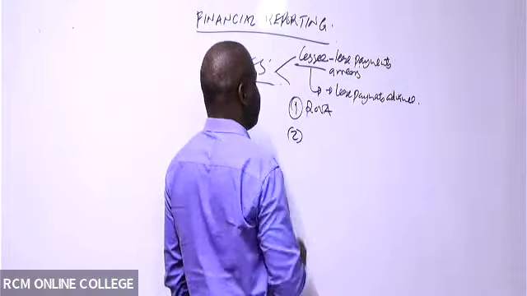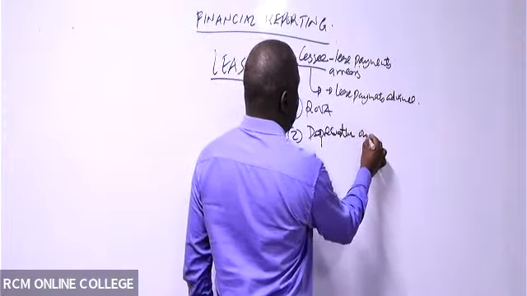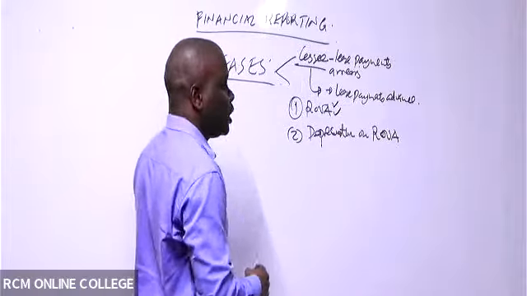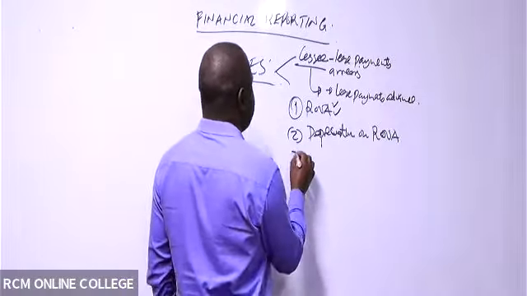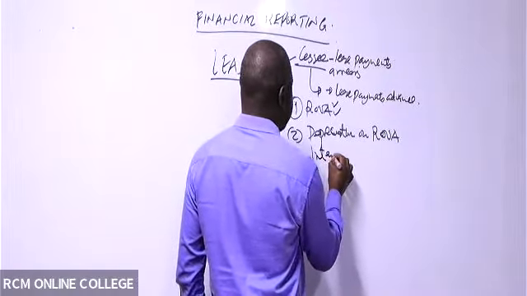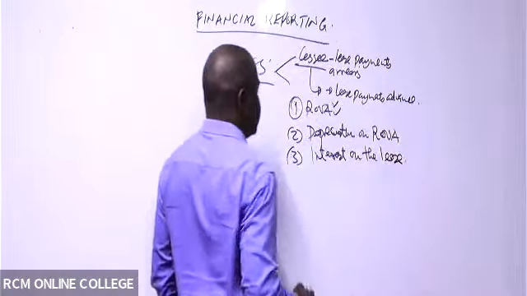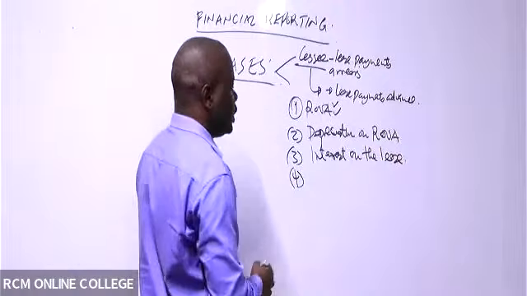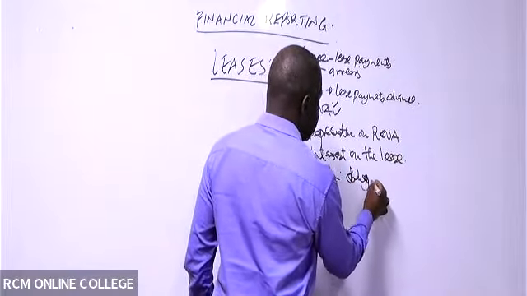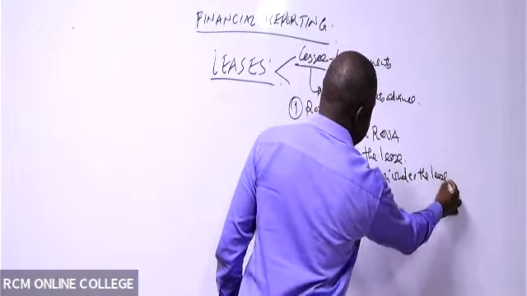Then, number 2, you have to ascertain the depreciation on ROA. ROA simply means right of use of an asset. There's a way we compute it. In the previous class, you saw how we arrived at ROA. Then you'll have to come up with an amortization schedule, which will give you the interest on the lease. Also, from the same amortization schedule, you'll be able to get the non-current liability obligation under the lease.